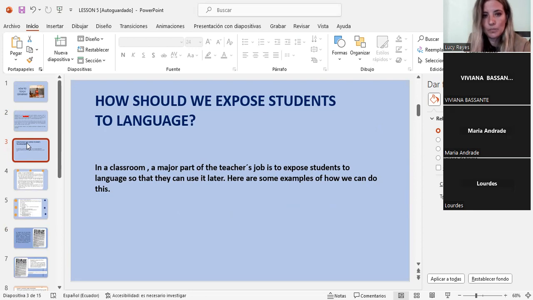Maybe by reading books, like if it's little kids, stories according to the theme they are seeing. Another? Viviana, another tip. How should we expose a student to language? If you are learning English, how can we have them exposed to the language?